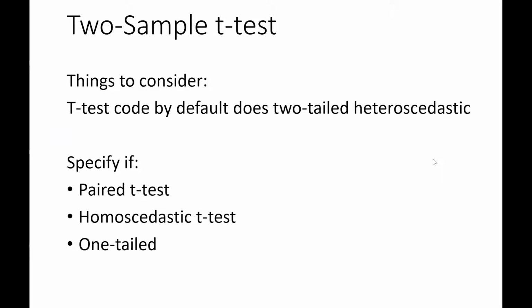You don't want to forget that the default code for a t-test in R, the t.test code, automatically does a 2-tailed, unpaired, heteroscedastic t-test. If your test is paired, you have to specify that. If your test is homoscedastic, you have to specify that. If your tail is one-tailed, you need to specify that.